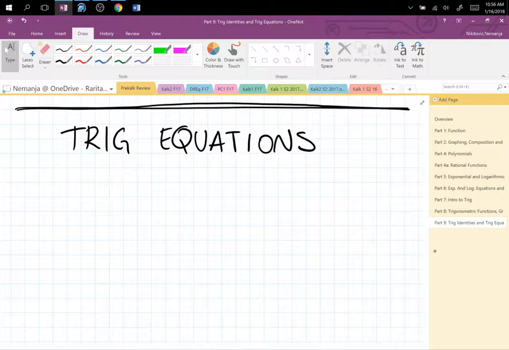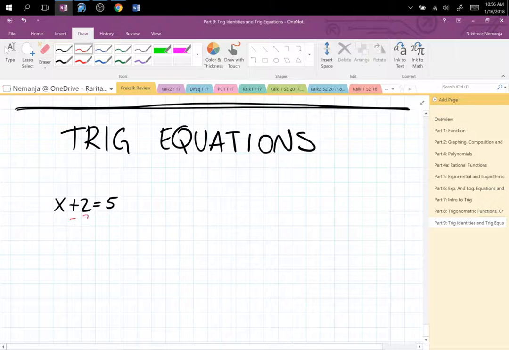One of the most basic equations, let's say x plus 2 is equal to 5, right? And then you know the way to solve this. You would use the additive inverse, which is the opposite operation. You have x plus 2, and then you are going to subtract 2 on both sides and get x equals 3.